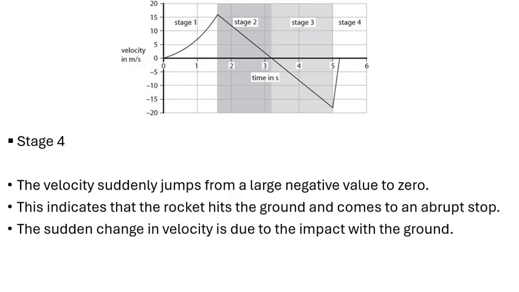In stage 4, the velocity suddenly jumps from a large negative value to zero. This indicates that the rocket hits the ground and comes to an abrupt stop. The sudden change in velocity is due to the impact with the ground. So this is how you'll answer these types of questions.